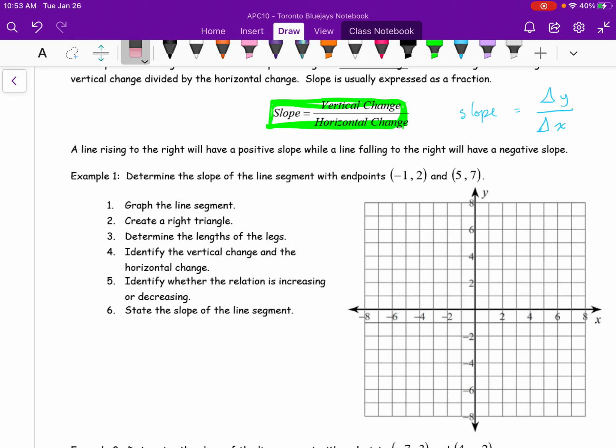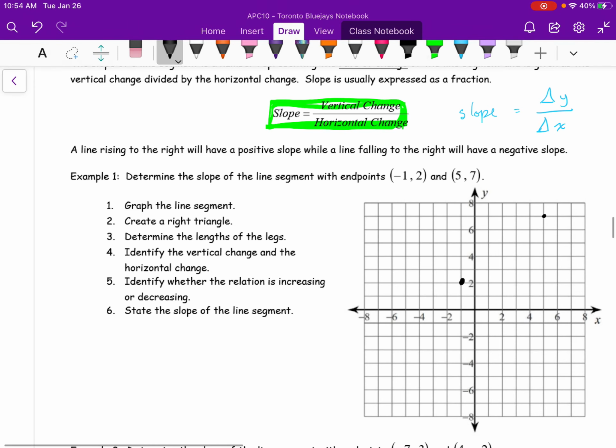Example 1. Determine the slope of a line segment with endpoints -1, 2, and 5, 7. So what we're going to do is we're going to graph the line segment. That's the first thing that we're going to do.